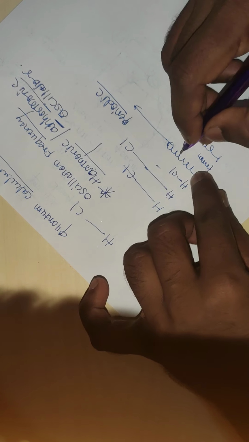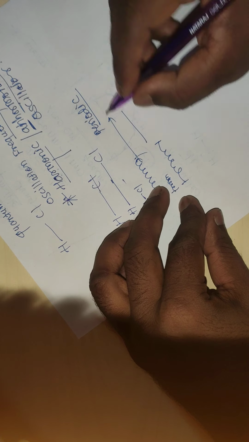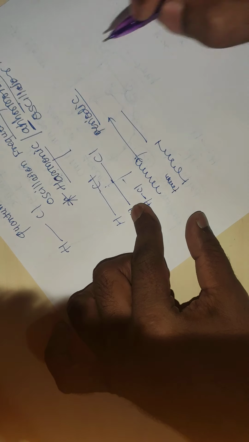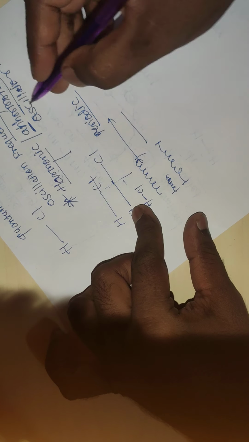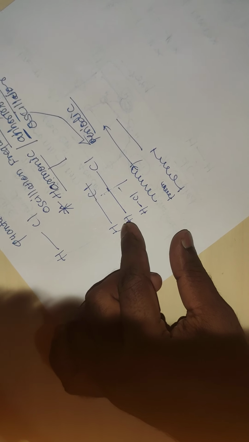Then, if you try to pull this spring more and more, a point will come where the spring will break. Like that, if you pull this bond more and more, the bond will break, and it will not go back to the original position. That is called the anharmonic oscillation or anharmonic oscillator.